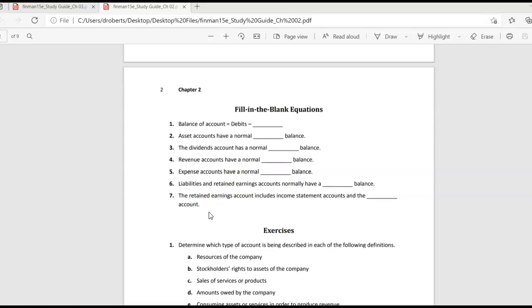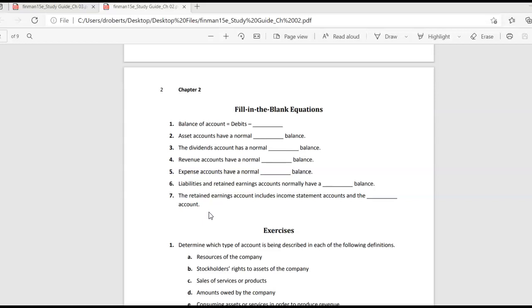Number 1, it says balance of account equals debits minus what? 2 seconds. Debits minus what? If you said credits, you are correct. Number 2, asset accounts have a normal blank balance. I'm going to give you 2 seconds. Debit balance. If you got debit balance, you are correct. Number 3, the dividend account has a normal blank balance. 2 seconds.